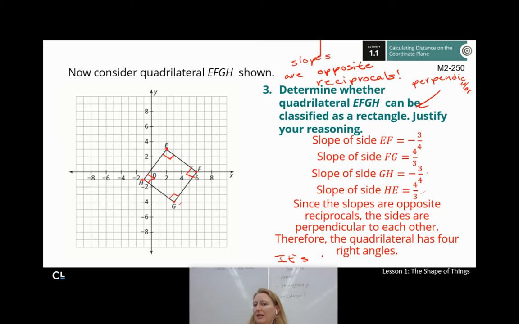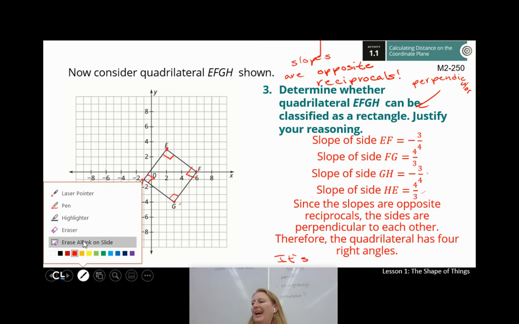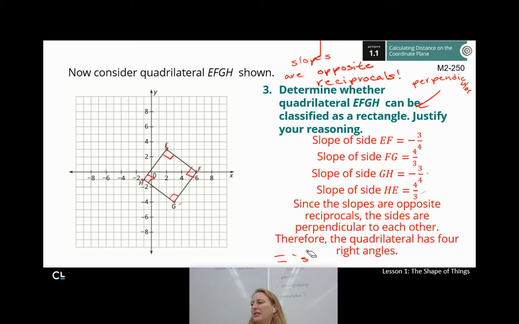Actually, I'm going to do it this way. Let me erase this. I have it all pretty and typed, so I'm going to use the typed bit. So yeah, quadrilateral EFGH, there it is, a rectangle. Yes, it is. Okay then.